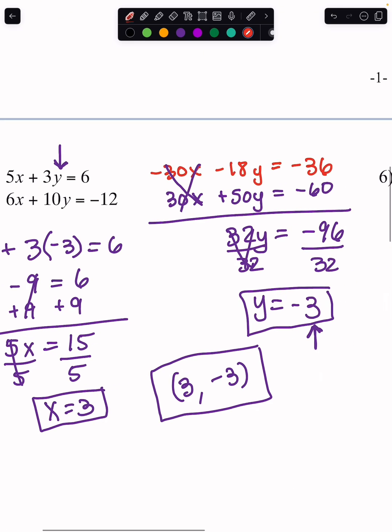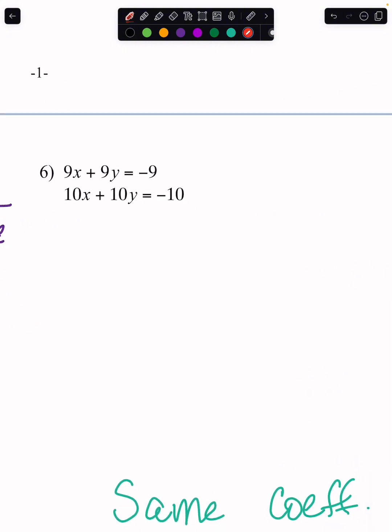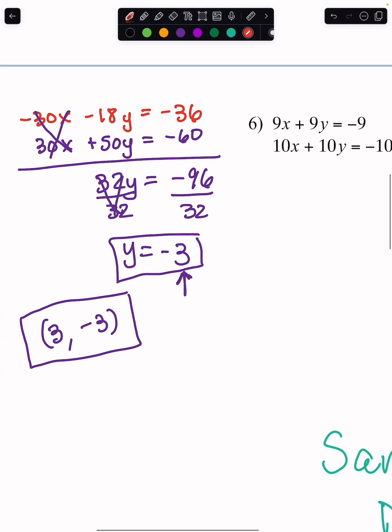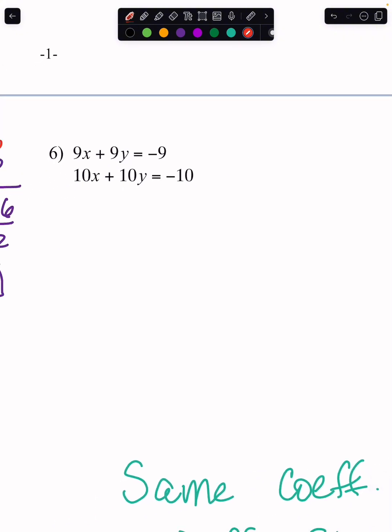So in order to cancel out the y's, what I'm going to do is multiply this top line by 10, and I'm going to multiply that bottom line by -9. Now, I will say that it doesn't matter which one you give the negative, as long as one of them gets the negative.